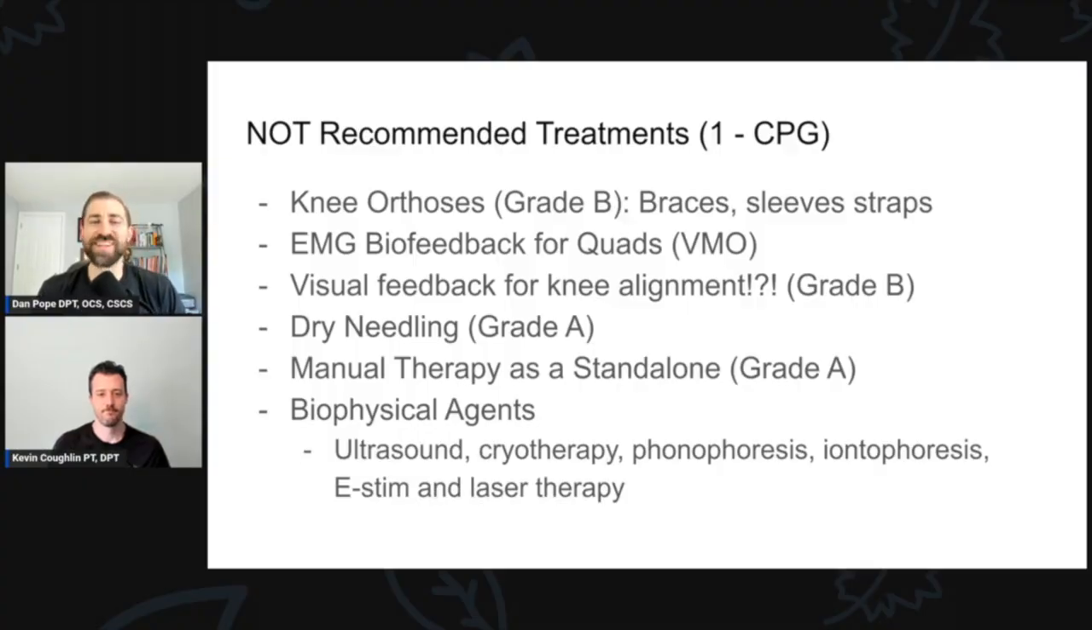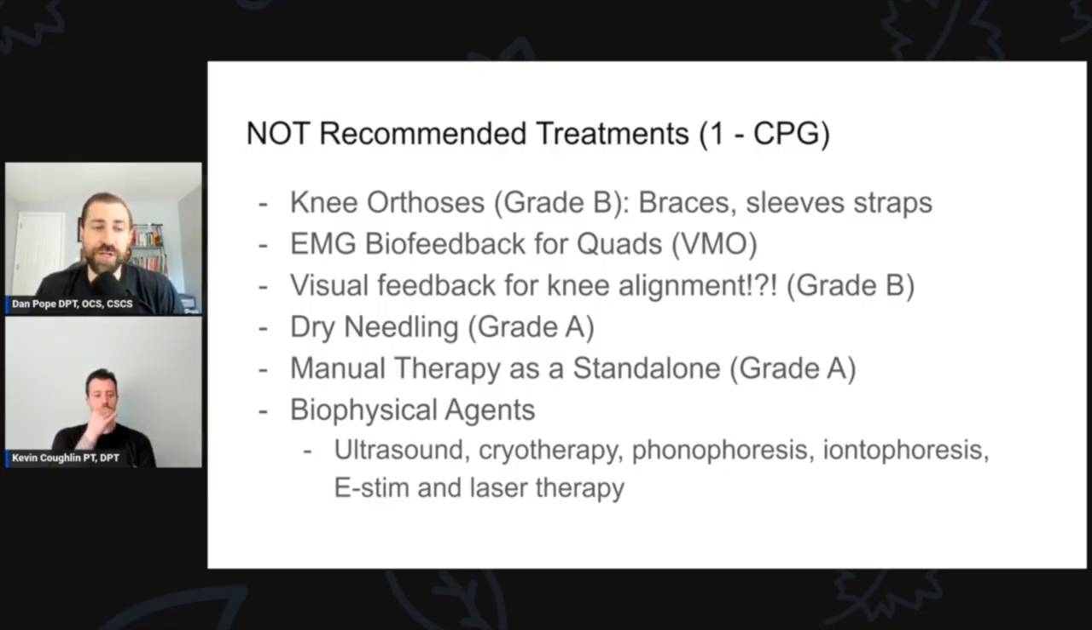So lastly, what is not recommended from the clinical practice guideline as a treatment? So knee orthoses, and this is based on grade B evidence that you should not use them. So braces, sleeves, and straps. So patellar tendon straps, sleeves that you go over top of the knee, different braces don't appear to be helpful for folks who have patellofemoral pain. EMG biofeedback for the quad.